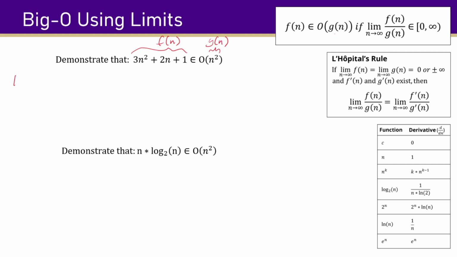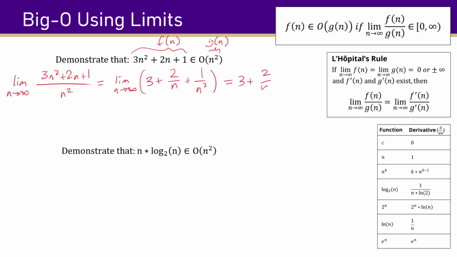And so we'll set up our limit: the limit as n goes to infinity of f of n divided by g of n. So 3n squared plus 2n plus 1 divided by n squared. Now we're going to want to simplify that down, and we can see that the n squared is going to cancel out, right? So we get 3 plus 2 divided by n plus 1 divided by n squared. And now we can go ahead and substitute infinity into there.